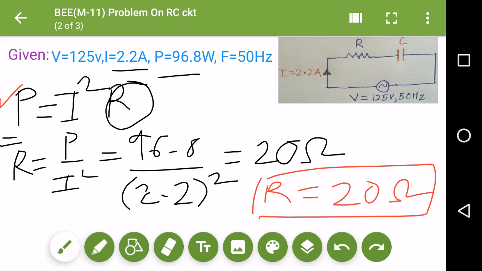Now the next thing I want to find is the capacitance of the circuit. I have found the value of R, and now I want to find the capacitance of the circuit.